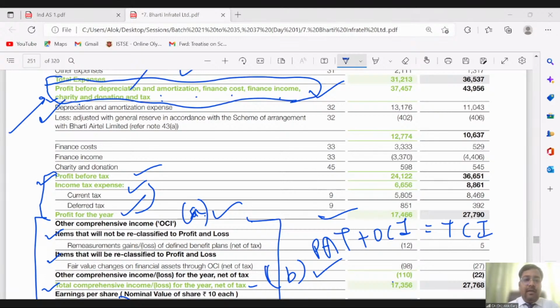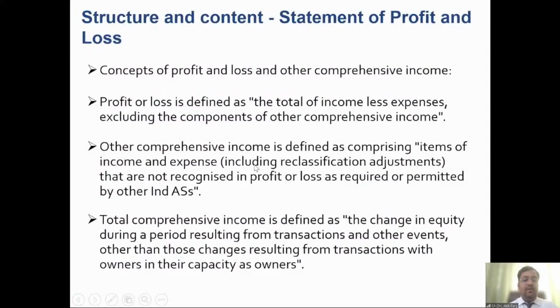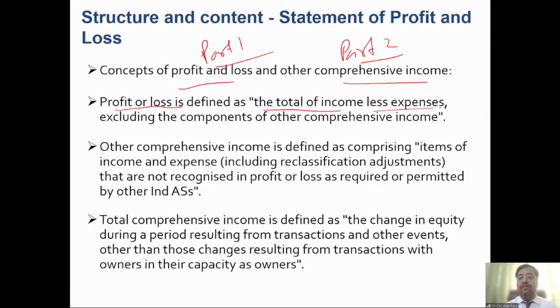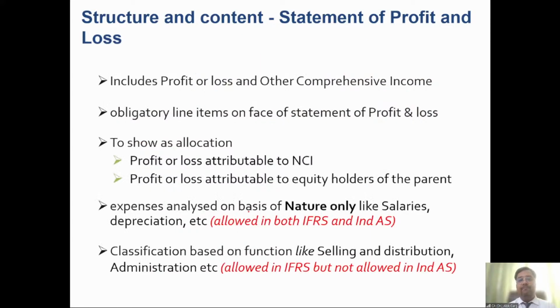Okay, so let me again go back to my presentation. We have discussed the concept of profit and loss and other comprehensive income, part 1, part 2. Please remember part 1, part 2 just for reference. The total of profit or loss is defined as the total of income less expense excluding the components of OCI. OCI is defined as items of income and expense which are not recognized in P&L as required or permitted by other Ind AS. What is total comprehensive income? It is the total of PAT plus OCI.